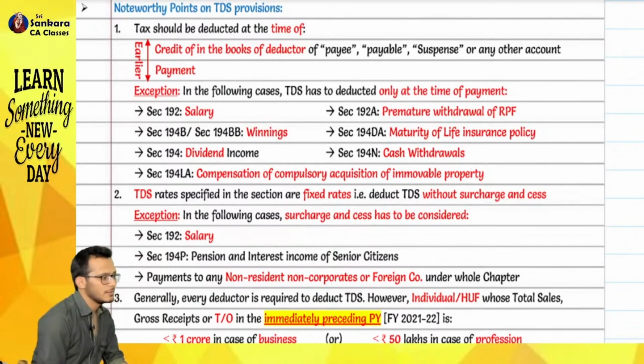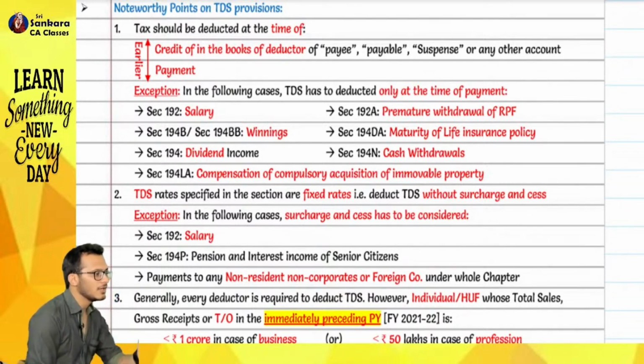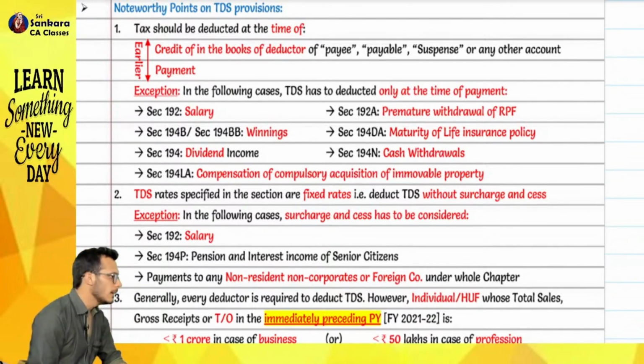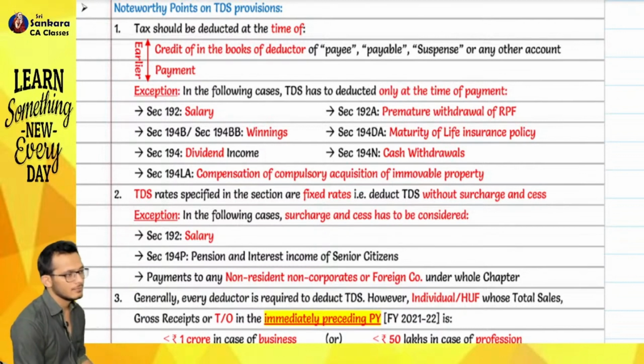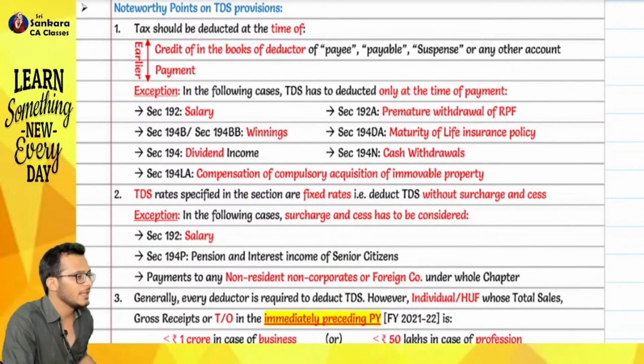Last, Rahul, what if the other person does not support me? He can fail to support you in two ways. One way is that he did not give you the PAN number. If he did not give you the PAN number, deduct at the actual rate or 20%, whichever is higher. You deduct TDS at the highest rate.